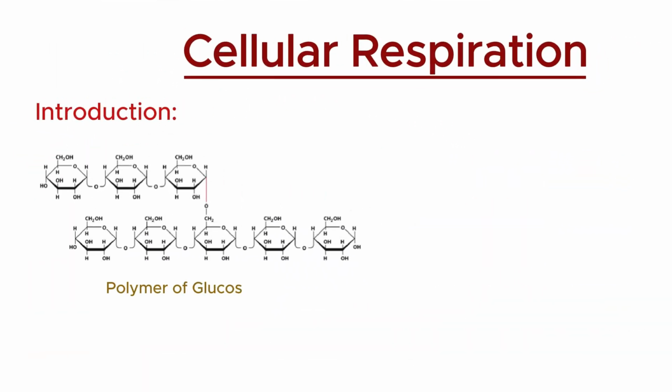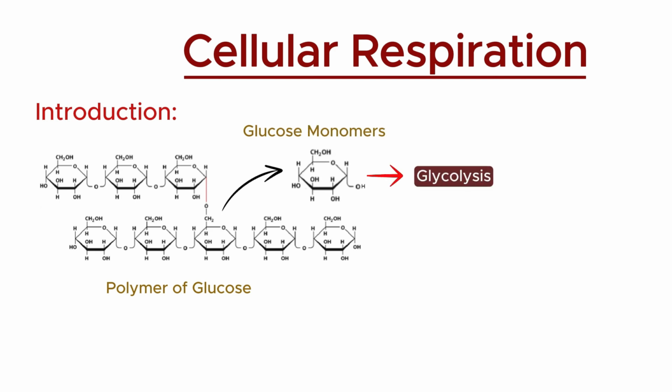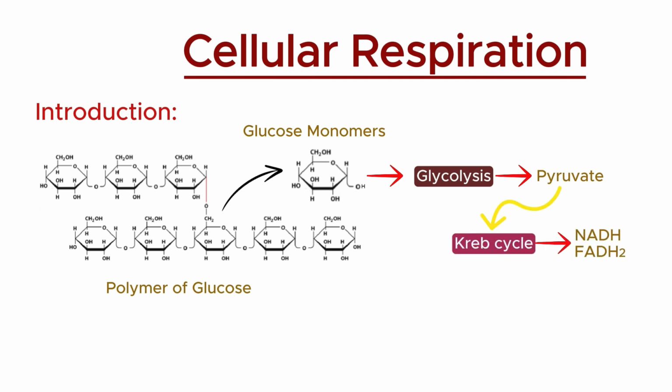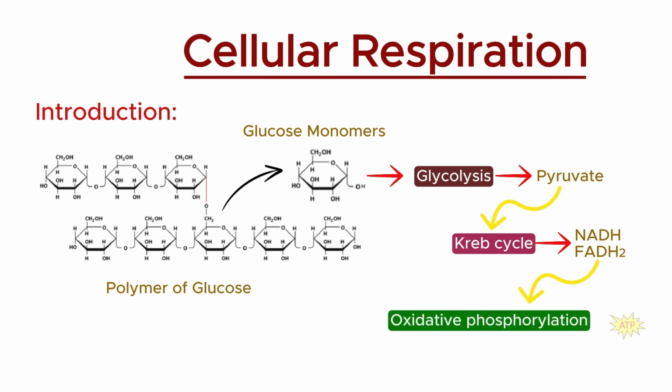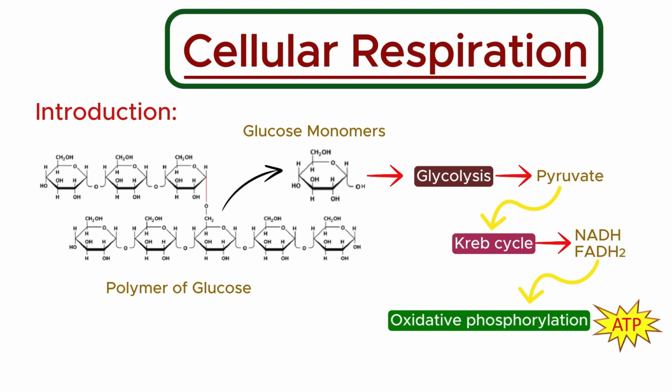Carbohydrates are polymers of glucose. When broken down, they yield glucose monomers. These glucose monomers undergo a process called glycolysis, producing pyruvate. Pyruvate then enters the Krebs cycle, generating electron carriers. These electron carriers proceed to oxidative phosphorylation, ultimately producing energy in the form of ATP. This entire process is known as cellular respiration.